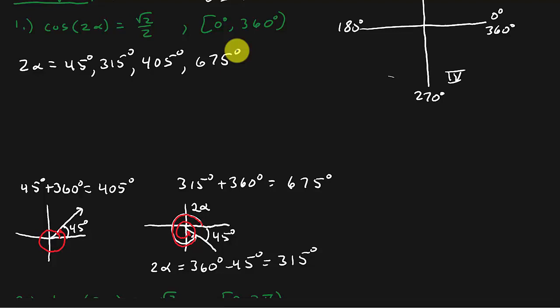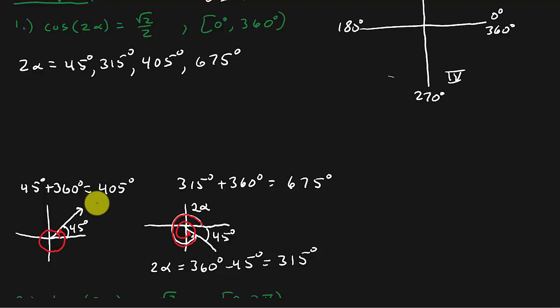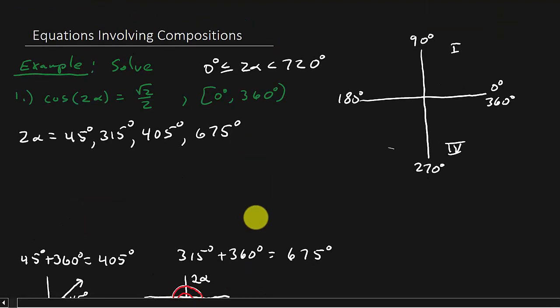Now, you might be wondering, do you stop right there? Do you only go around twice, or do I need to go around again? Well, let's look at it. Right here, I went around twice, right? I went here and then back to the 45. And that gave me an angle measure of 405. Well, what would happen if I do 405 plus 360? That's 765. And I've got to stop at 720, so I can't go around again.